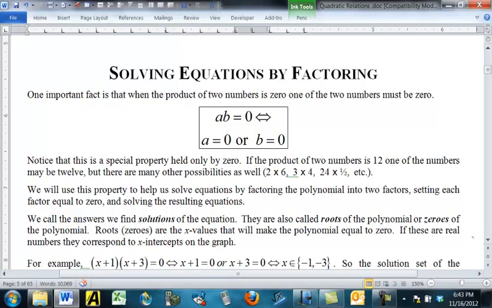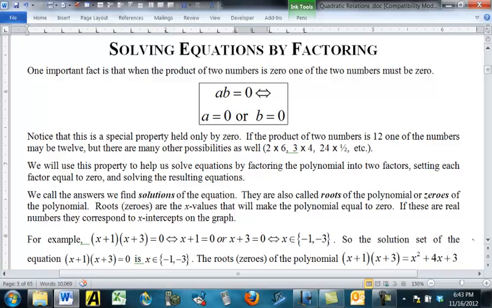Next, we're going to review solving equations by factoring. All of this stuff is a review of basically Algebra 1 material that's covered in beginning algebra or intermediate algebra at the college level. One important fact is that when the product of two numbers is 0, one of the two numbers must be 0. We've used this before in the course. So if a times b equals 0, that happens if and only if a equals 0 or b equals 0.